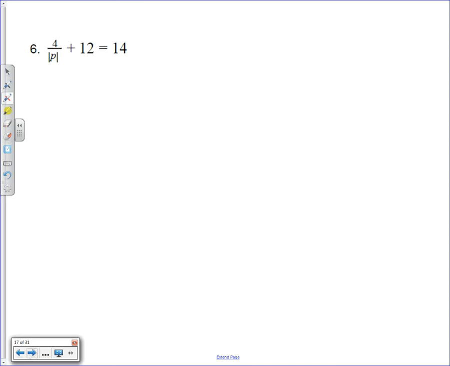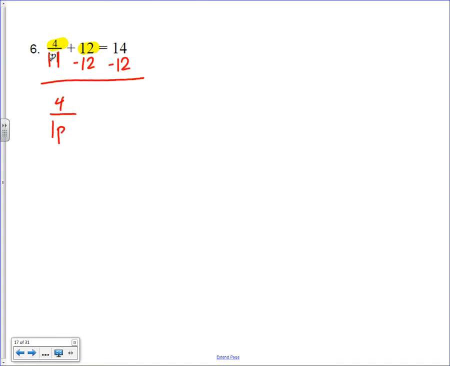All right, last one here. You'll notice I've got my absolute value right here. I've got this and that around it. So the first thing I'm going to have to get rid of before I set up my positive negative versions is the 12. I'm going to subtract it. Looks something like that. Now you'll see that the p is in the bottom. I've got to get that out of the bottom. That is being divided. So I will multiply both sides.